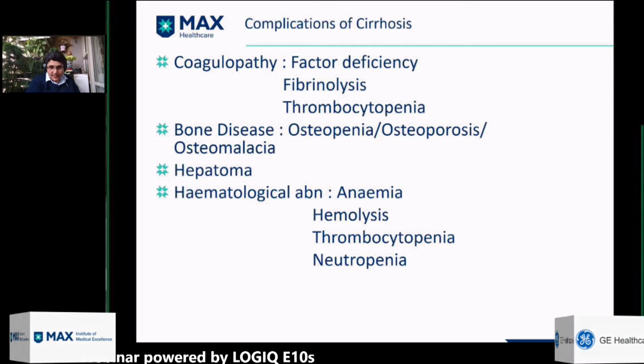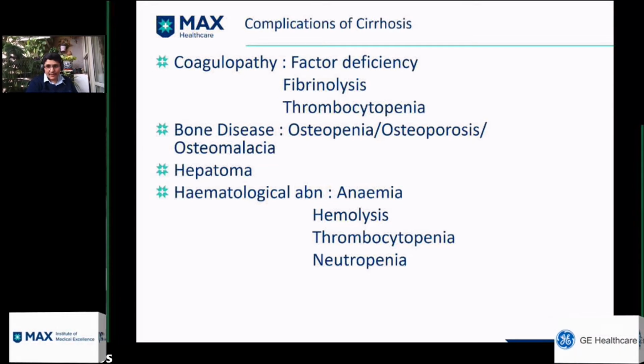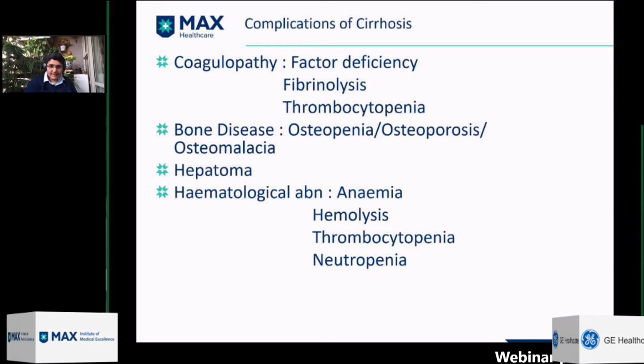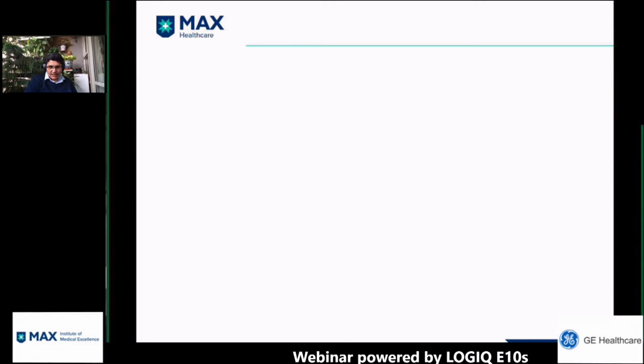Hepatoma is also an important complication, as we spoke about. In long-standing cirrhosis, the risk of developing a hepatocellular carcinoma is very high. And we have already spoken about the hematological complications.